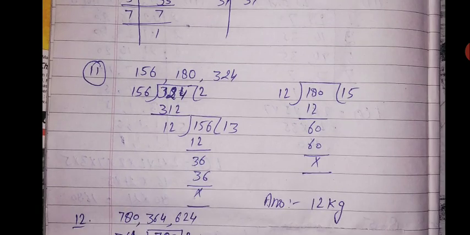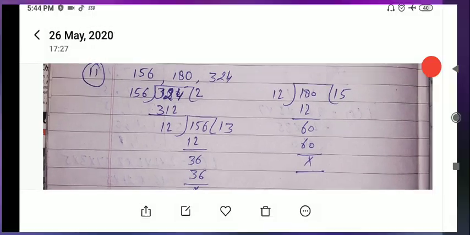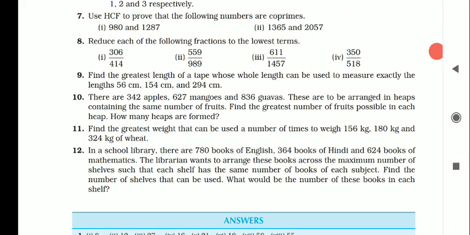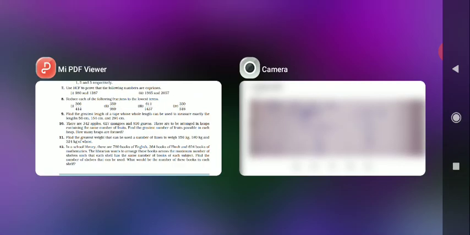Now the next question is 11. First we will read question number 11. Find the greatest weight that can be used to measure exactly the weights 156, 180 and 324 of wheat. In this question we should find out our HCF. Now let us see the answer.